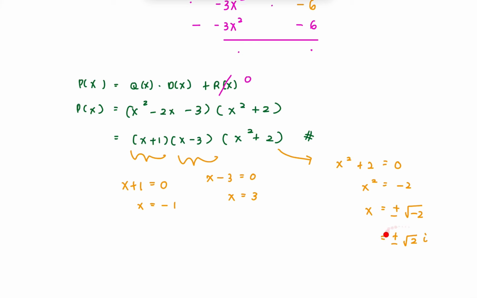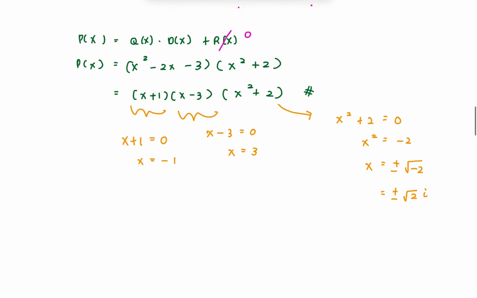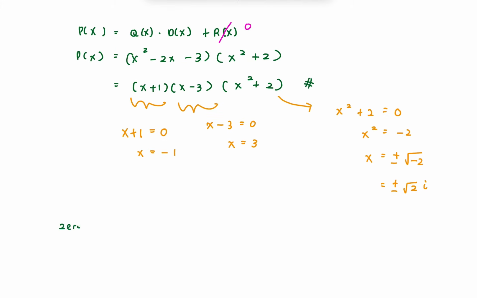So just rewrite your answer. The zeros of P(x): x is equal to negative 1, 3, root 2 i and negative root 2 i. Okay, that is your last answer. Make sure you have a total of 4 zeros because the highest degree of the polynomial is 4.